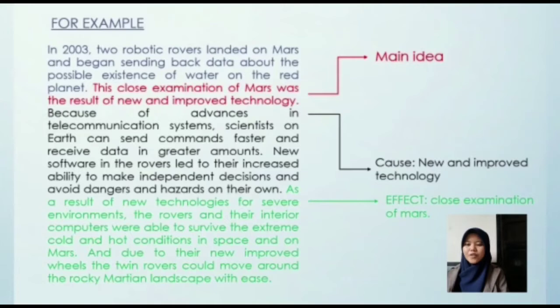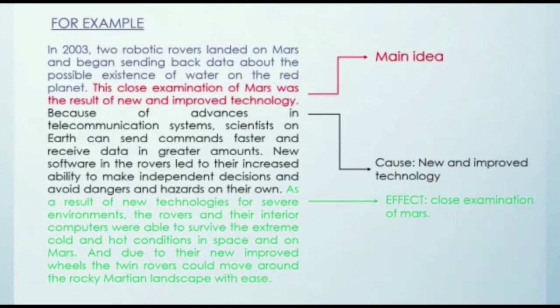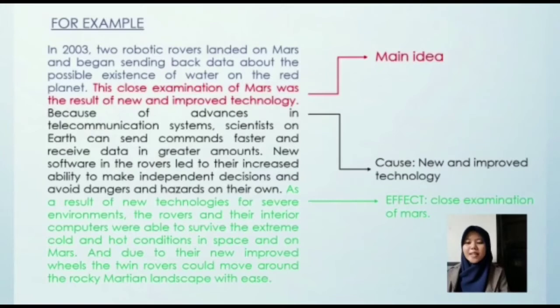As a result of new technologies for safe environments, the rovers and their interior computers were able to survive the extreme cold and hot conditions on Mars. And due to their new improved wheels, the twin rovers could move around the rocky Martian landscape with ease. This one, the color green, is the effect: close examinations of Mars.